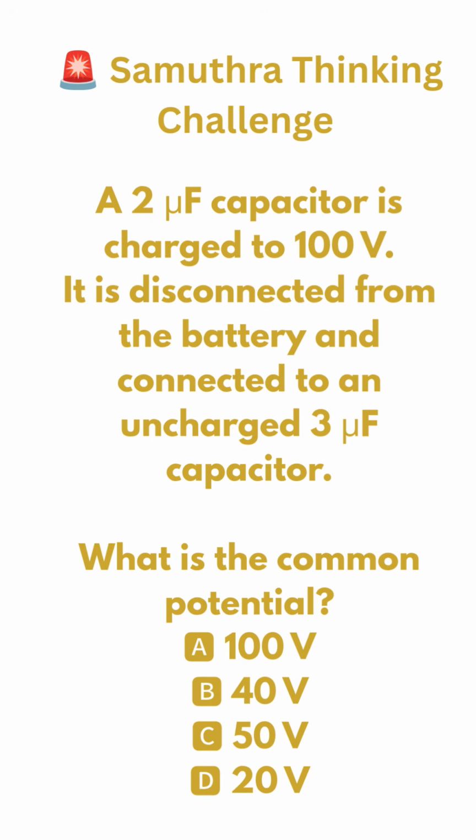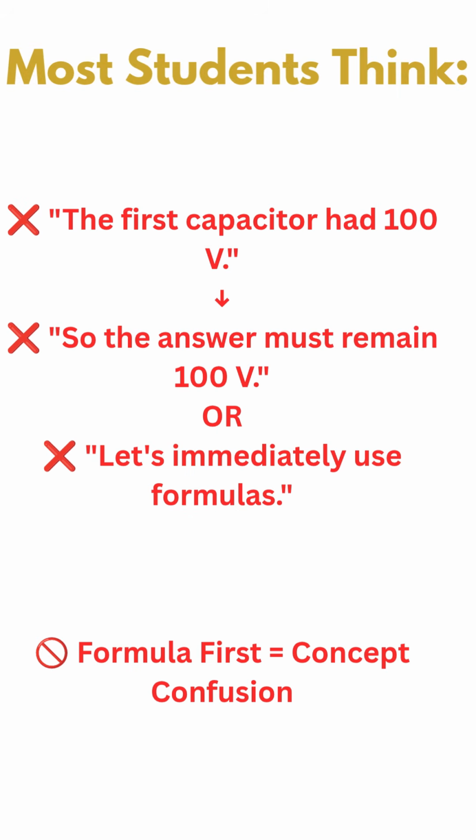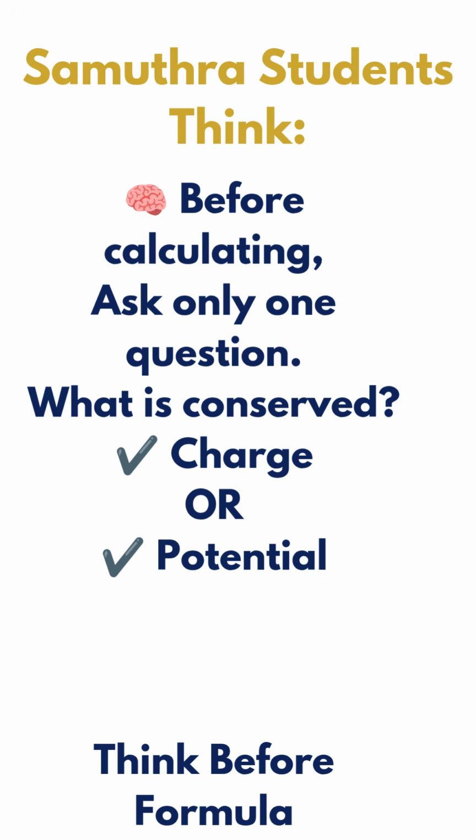What is your answer? Most students think the first capacitor still has 100 volts, so the final voltage must also be 100 volts. But that's not how capacitors behave. A Samuthra student thinks, what is conserved in this question? Charge or potential? Think before formula.